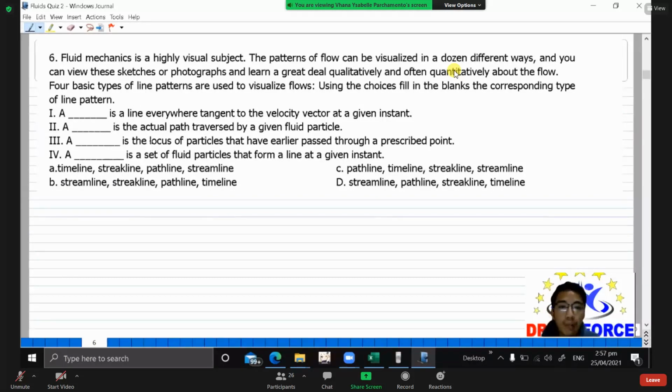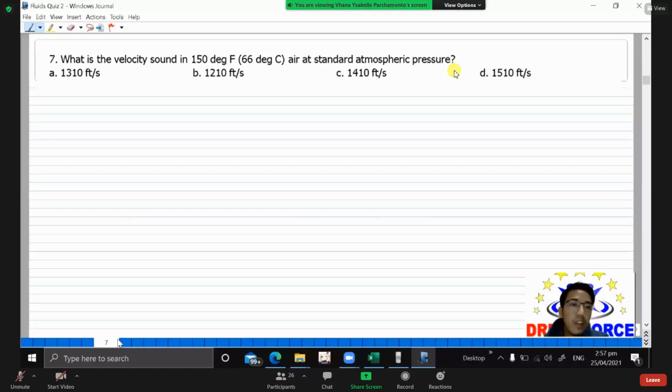Okay, so ano bang answer natin dito? We have si streamline for 1, for 2 is path line, then streakline, then timeline. So that is letter D. Okay, next number 7. What is the velocity of sound in 150 degrees Fahrenheit air at standard atmospheric pressure?